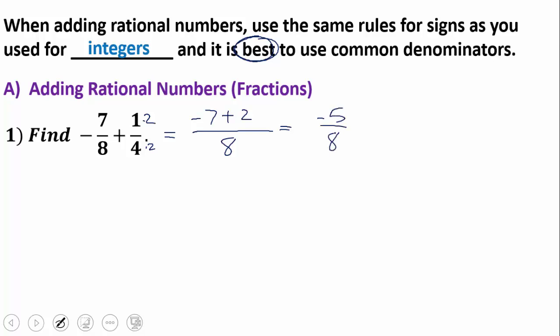And of course, I already did it. I keep it. I don't do anything else with that denominator. I always keep it. So negative 5/8. Can I simplify? Nope. I'm done.